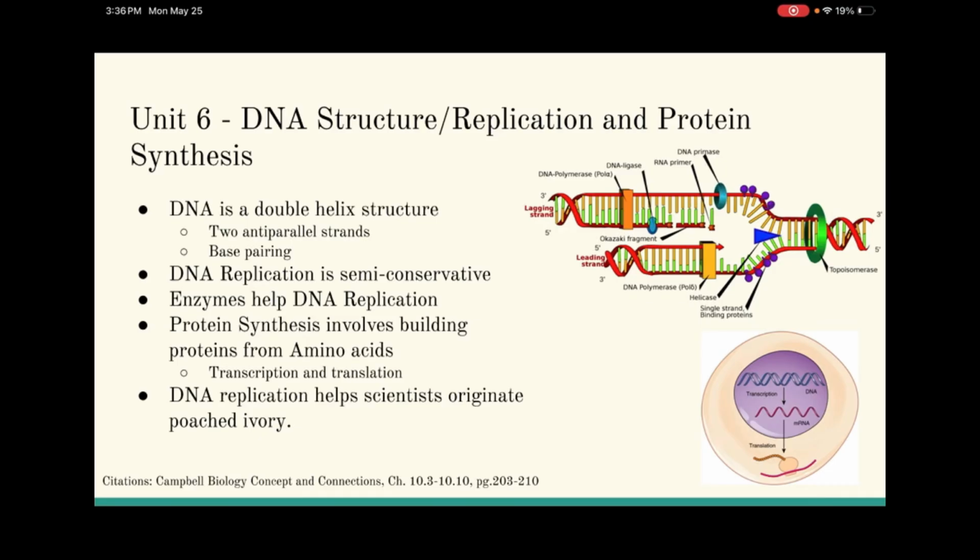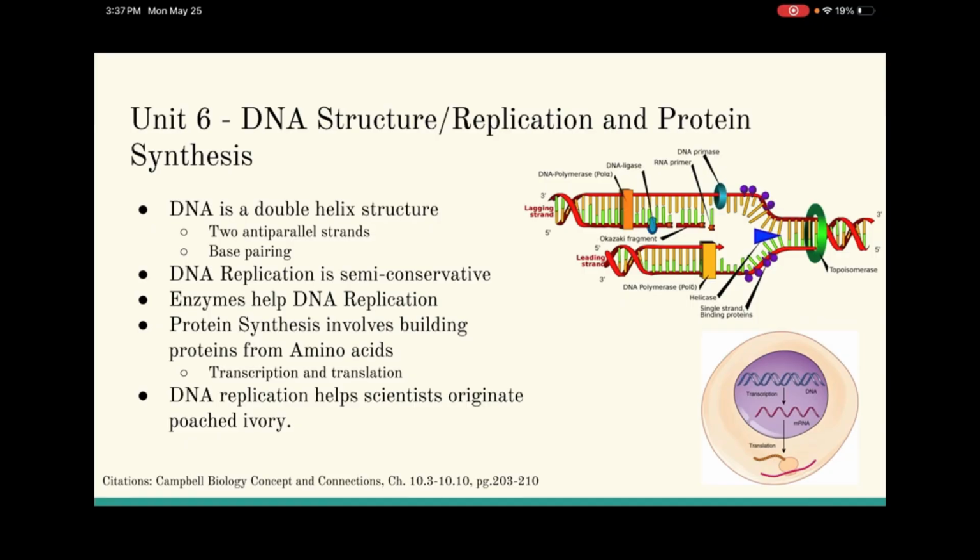DNA replication is also semi-conservative, meaning that each new DNA has one parent strand and one new one. Before each cell divides, the DNA must be copied so that each new cell receives the same genetic information for growth, repair, and more. Enzymes also help DNA replication. Enzymes like helicase, DNA polymerase, and more help DNA replicate quickly and accurately by unzipping it, breaking H bonds, and adding nucleotides to it.